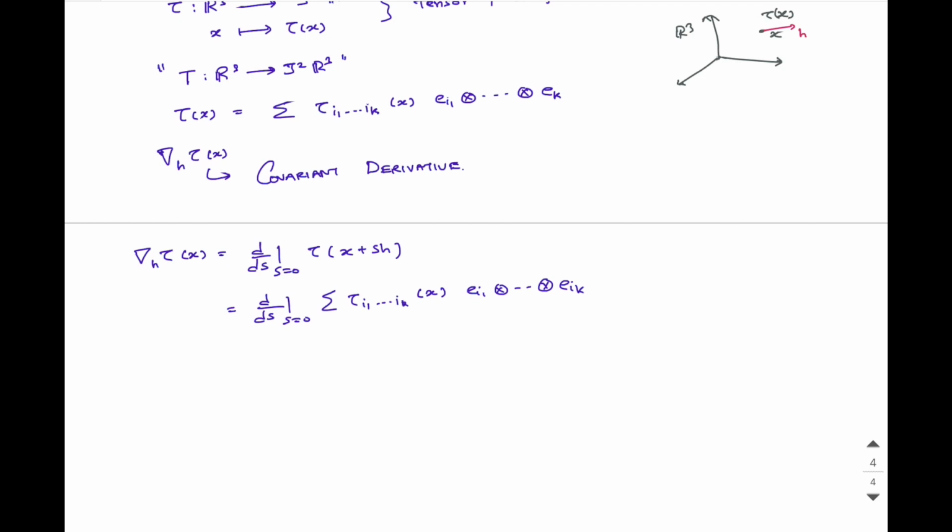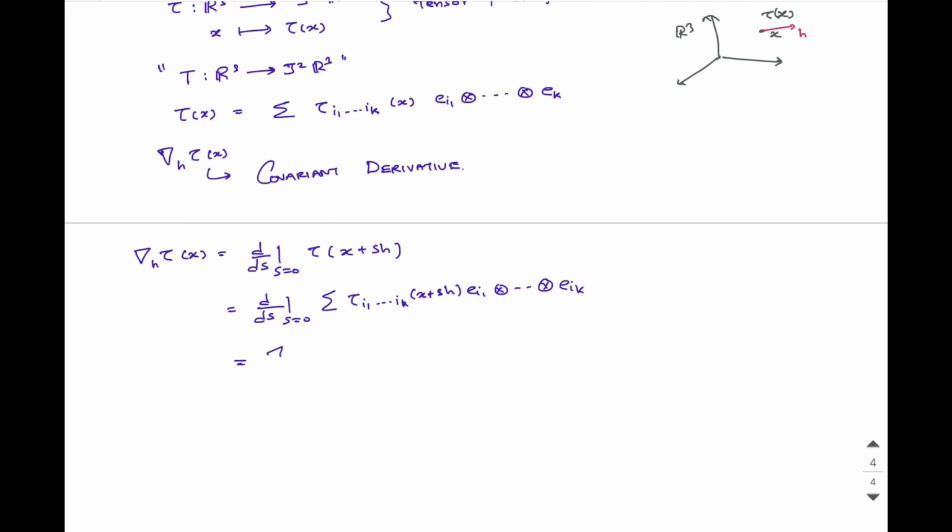Okay, so notice that the tensor product basis is constant. It's the same for all x, so it does not depend on x. And this should be x plus sh. So this is at x plus sh. Now this quantity depends on s, so you just take the standard partial derivatives.